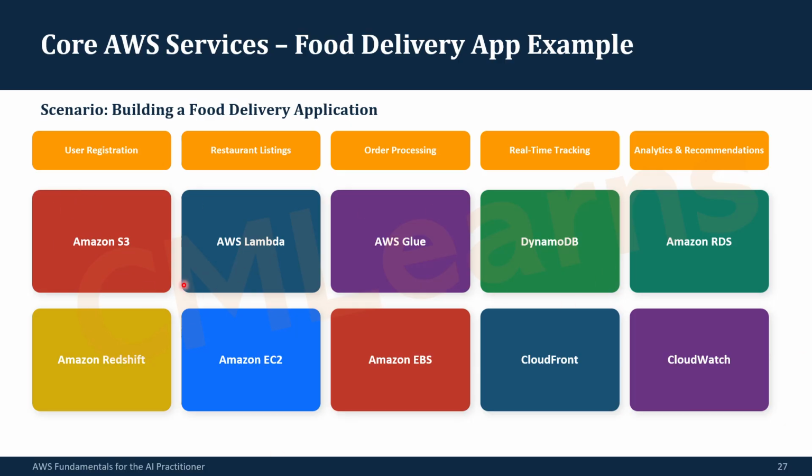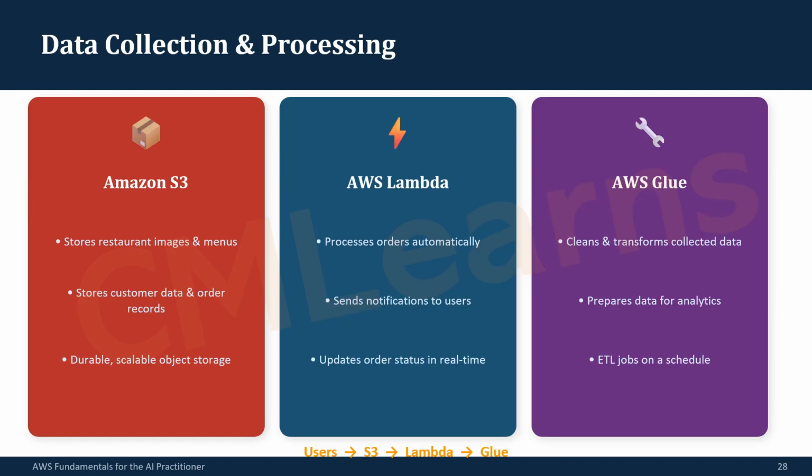We can see so many Amazon names and service names. We will get much more familiar with them in the coming classes, but in today's class we will have a brief understanding of what these are. Data collection and processing is the first step if you are building a food delivery app. Let's say Amazon S3, Simple Storage Service.